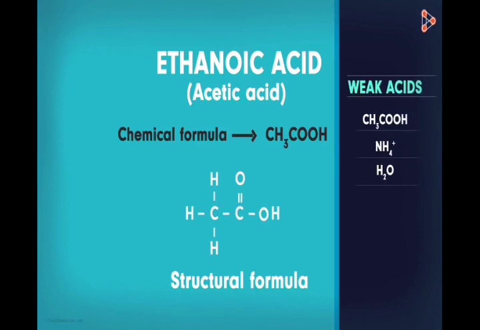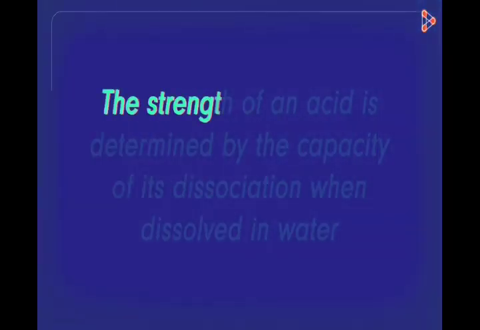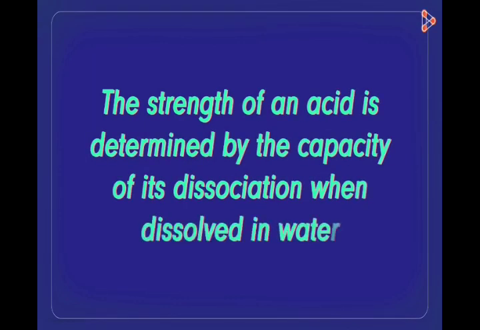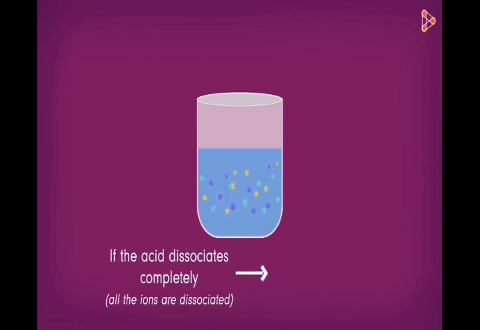Now, why is this acid very weak? Why is ethanoic acid weak? How can you say that an acid is weak? You know strong acids completely dissociate in water. The strength of an acid is determined by its capacity for dissociation when dissolved in water. When you dissolve an acid in water, if the acid dissociates completely, it is a strong acid.